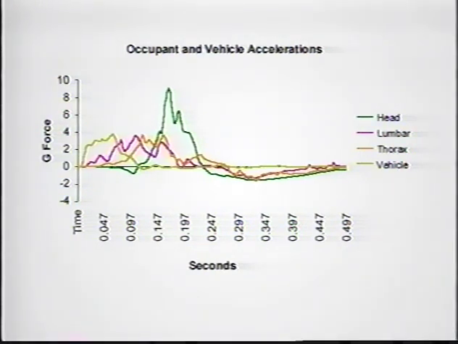The first object to accelerate is the car itself, then the lower back, followed by the occupant's torso. The last thing to begin moving is the occupant's head, since the inertia of the head keeps it in place until it is moved by the torso and the car seat.